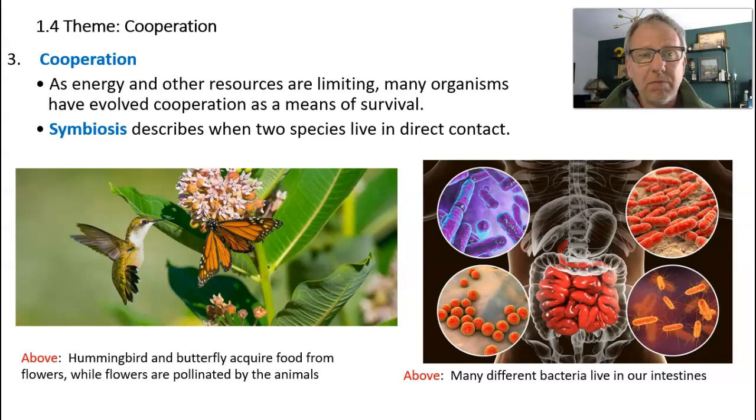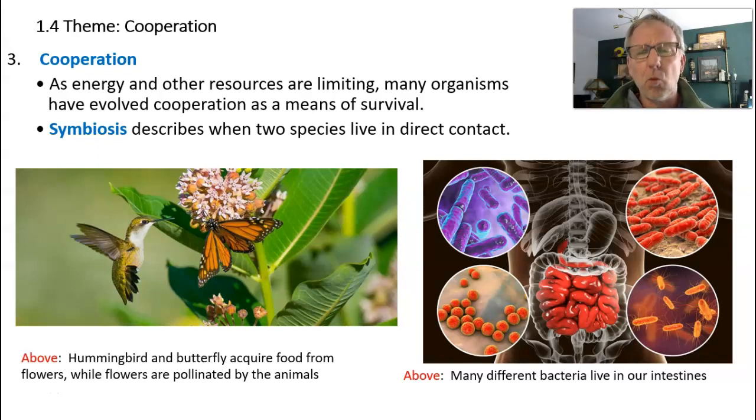Why does this happen? Why did it evolve? How is it beneficial? Well, while the hummingbird and the butterfly are getting food from the flowers, which helps them out, the hummingbird and the butterfly are spreading the pollen from flower to flower and helping the plants to reproduce. So giving the plants a better chance to reproduce by spreading their pollen around. So it helps them all out. That's symbiosis.